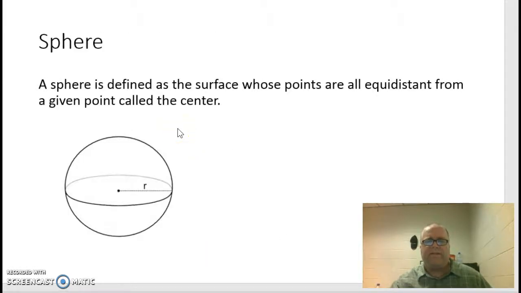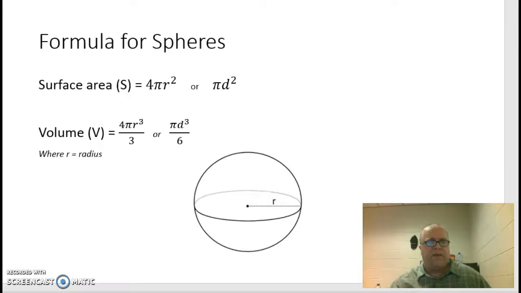A sphere is defined as the surface whose points are all equidistant from a given point called the center. So if I took a point, any point in three-dimensional space, and I looked at every point that was the same distance away, let's say 1 foot, it would create a sphere. That would be all the points that were exactly 1 foot away from my given point called the center.